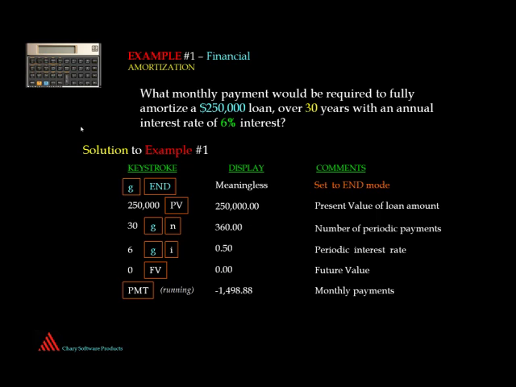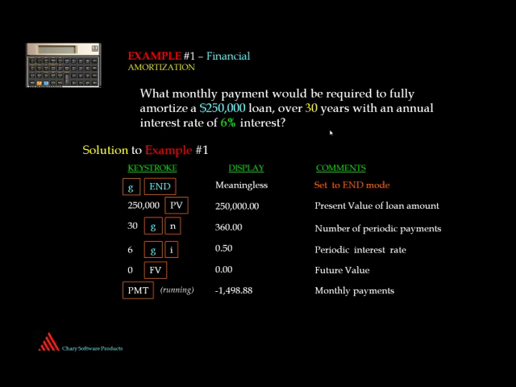So right now, if we hit the G END, that for sure puts us in the end mode, but you don't need to do it unless you see a BEGIN in the display. And what's in the display is meaningless. We're just setting it to the end mode. So when we use the financial registers, we have to put in 4 of the 5 inputs.